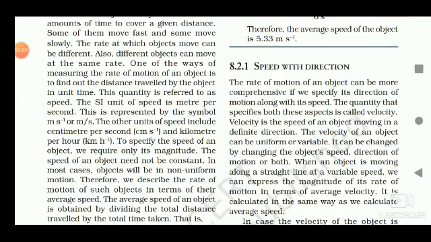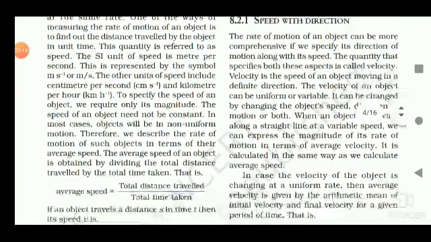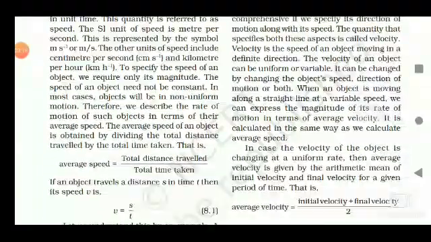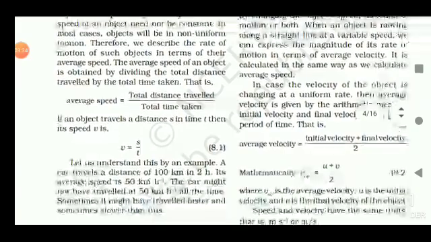Therefore, we describe the rate of motion of such objects in terms of their average speed. And you know, in class 7 you have read, average speed is equal to total distance covered divided by total time taken. So if the distance covered by an object is represented by s in time t, then speed v is s by t.